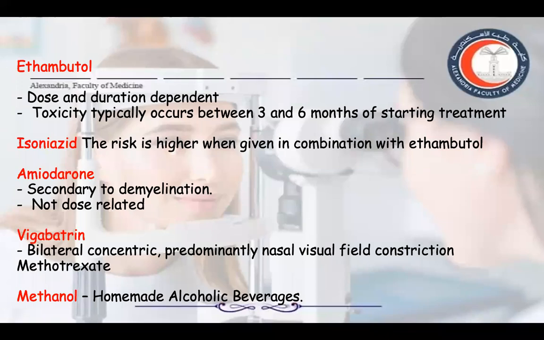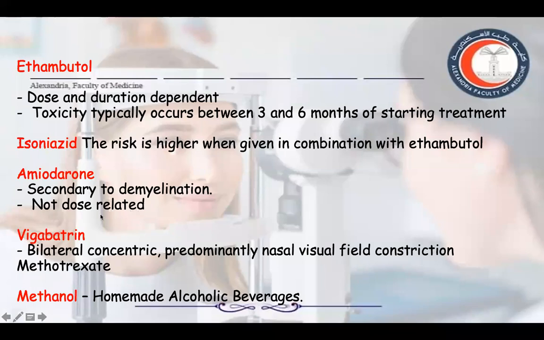Lastly, we have toxic optic neuropathy. We have a group of toxins that can cause toxic optic neuropathy. Ethambutol, which is an anti-tuberculous drug, is dose and duration dependent. Toxicity typically occurs between 3 and 6 months of starting the treatment. Isoniazid, also for tuberculosis, has increased risk of toxicity when given in combination with ethambutol. Amiodarone, an antiarrhythmic drug, can cause demyelination, and this demyelination can cause the optic neuropathy.